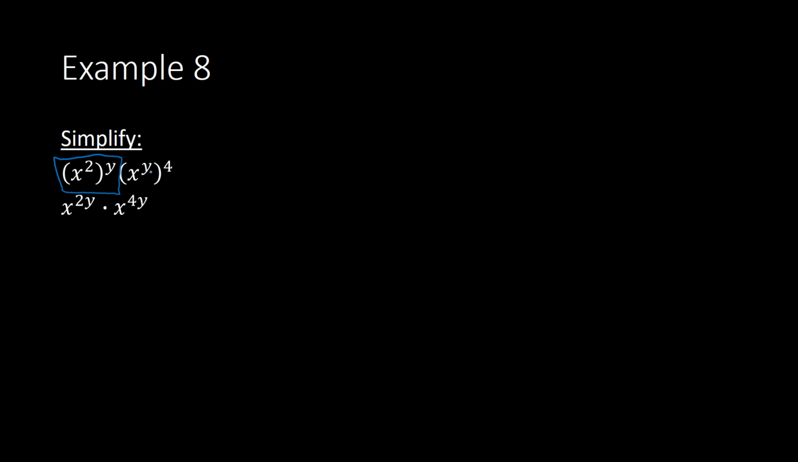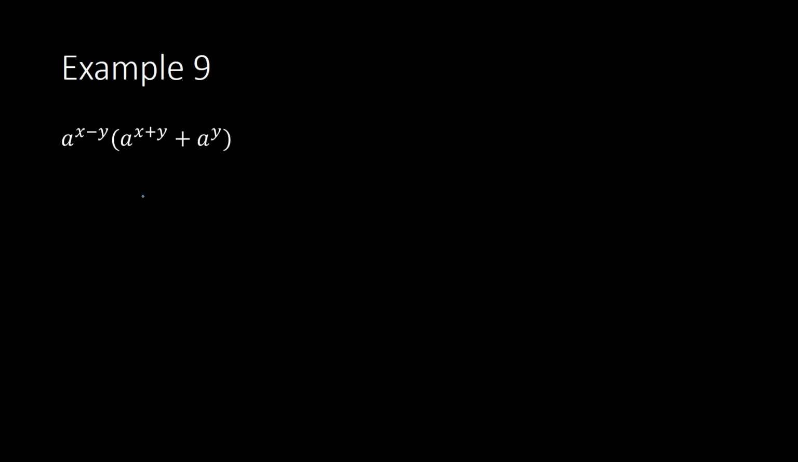Same thing over here. You have power to a power. Y times 4 would give you 4y, 4 times y. So all I do is write it like that. X to the 2y power times x to the 4y power. But then you're multiplying and the base is the same. They both have a base of x. So therefore I can add the exponents, 2y plus 4y, which would give me a 6y. And that would be my solution.